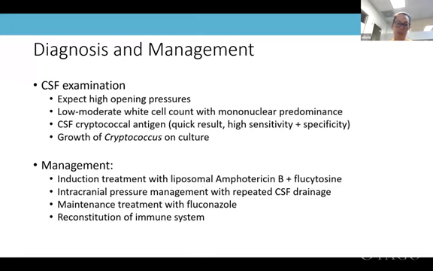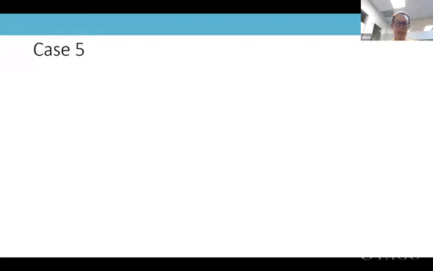Or if they're a transplant patient or something like that, try and reduce their immunosuppression, get them through that period where they're at increased risk of it. So now we've got case number 5.